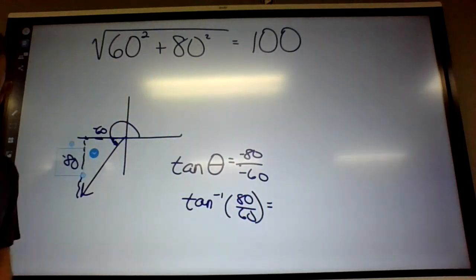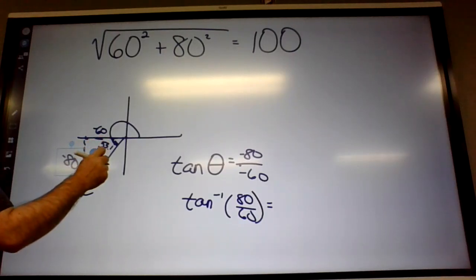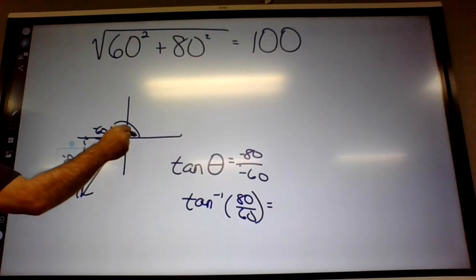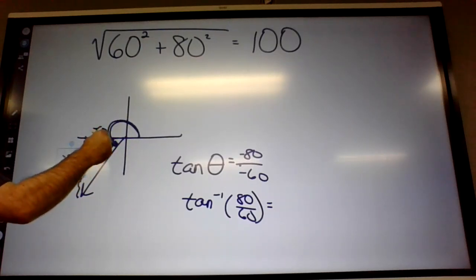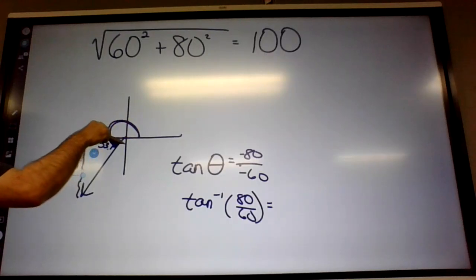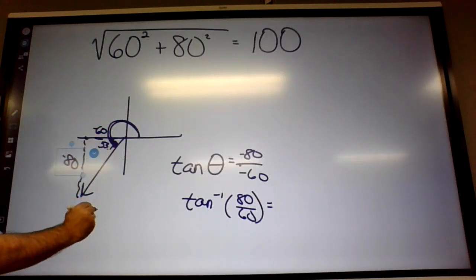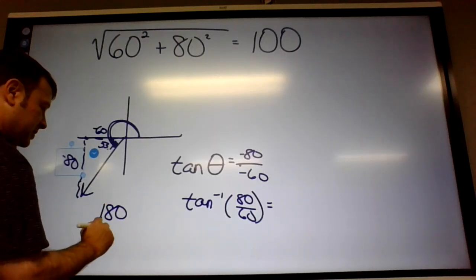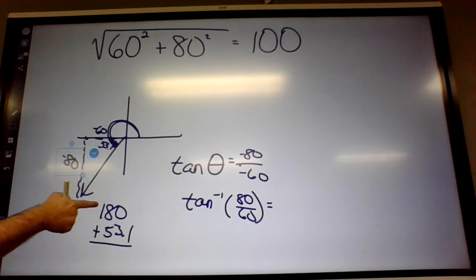what's that come out to? Okay, 53.1, which is not quite the answer. Because what did I say? That's just this angle right here, but the direction is all the way from here to here. So we need to do 180 plus 53.1. So it's 233.1.